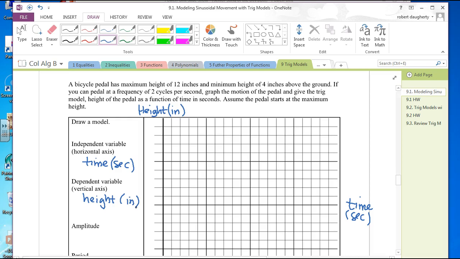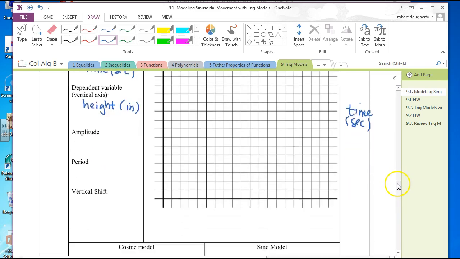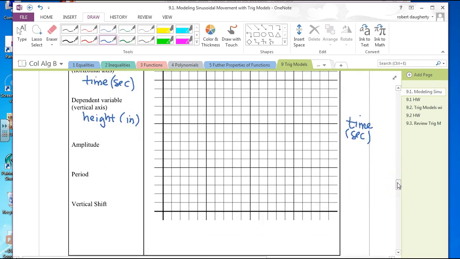Now let's just draw what happens here. Describe to me what happens. The bike pedal starts at where? 12 inches above the ground. And then how low will it go? 4. When it completes 1 cycle, where is it going to be? At 12. So it's going to get back to 12. So let's figure out what the period is before I graph this. What is the frequency here? Yeah, so if the frequency is 2, the period is going to be 1/2. So in 1/2 second, my bike pedal starts at 12 inches, and then in half a second, where is it? Back at 12.